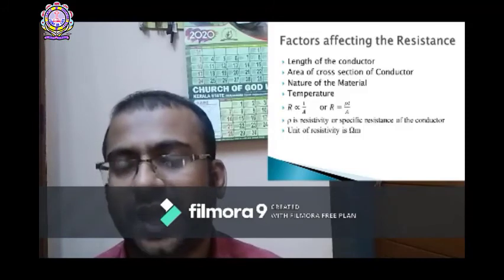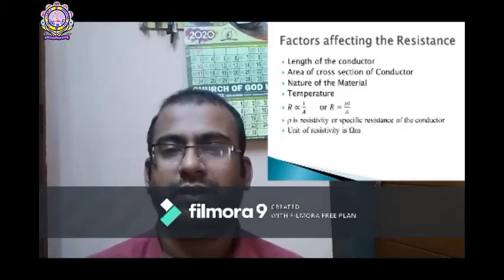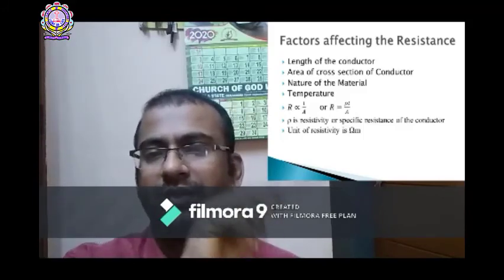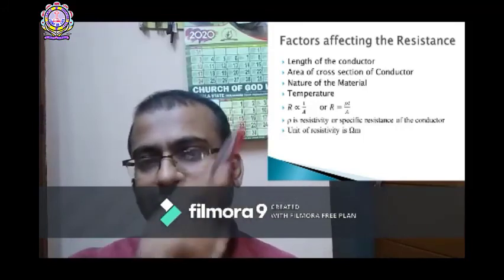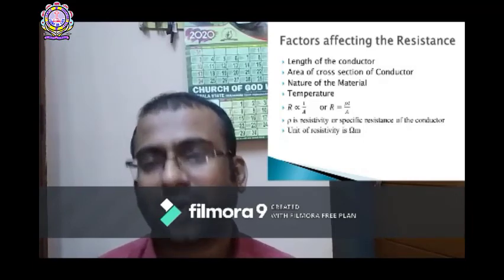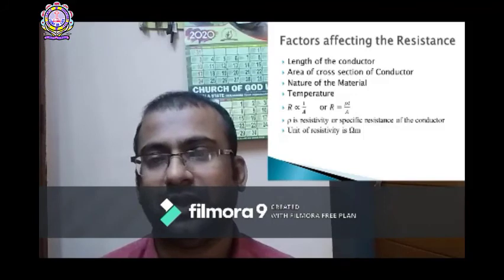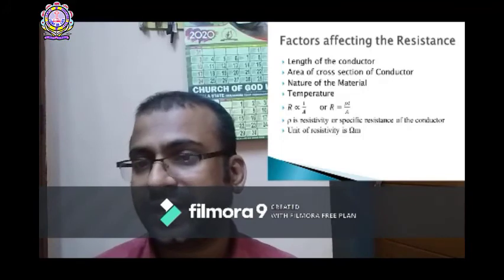Mathematically, we can write it as R proportional to L by A, where L is the length of the conductor and A is the area of cross section. And here also we need to remove this proportionality sign. So what can we do? We have to put a constant, and this constant is called rho, the resistivity. Resistivity depends on the material. Resistance is for a conductor and resistivity is for the material. Are you able to understand?